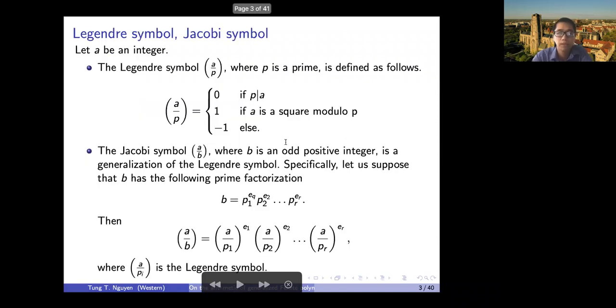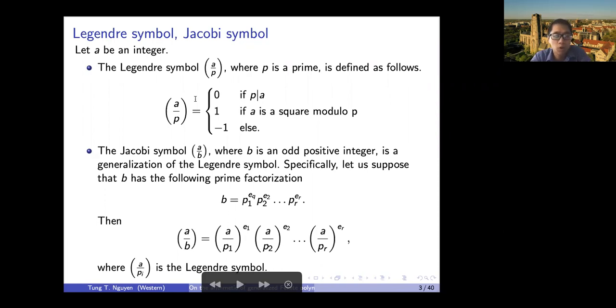So let me start by recalling some basic information from number theories. So I will recall the Legendre symbol first. So the Legendre symbol we define in the following way. So we define the fraction of a over p, where this one is 0 if p is a divisor of a, it will be 1 if a is a square mod p, and it's -1 if a is not a square mod p. So in other words, this Legendre symbol tells you whether a is a square mod p or not.